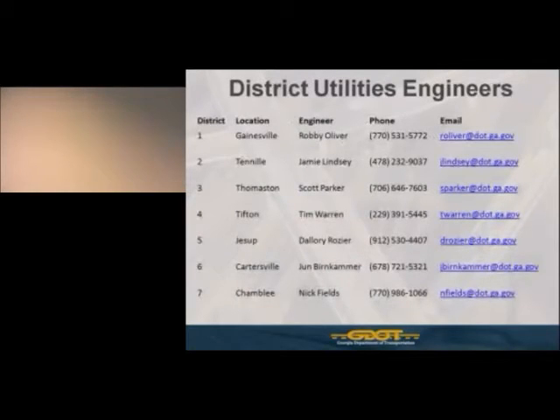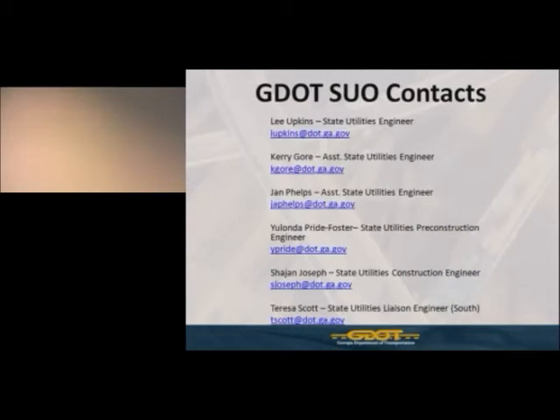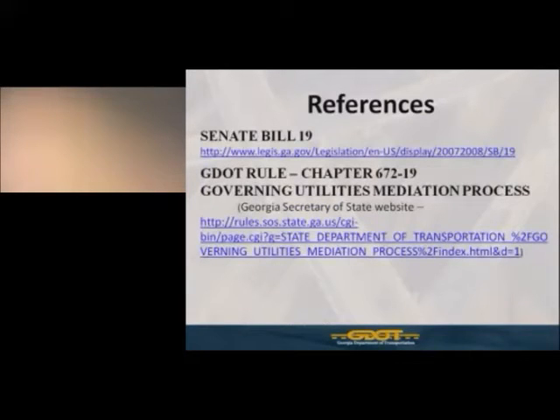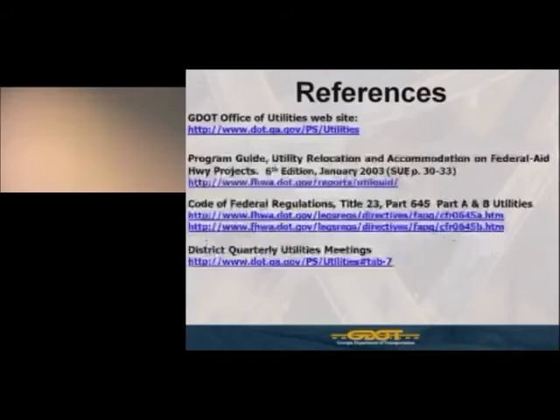These next few slides are just some resource information. This is the district utility engineers, their locations, phone numbers, and email addresses. Here's contacts within the state utility office if you need to contact any of those. This is a link to the Senate Bill 19 as well as the board rule 672.19. These links should still be good.